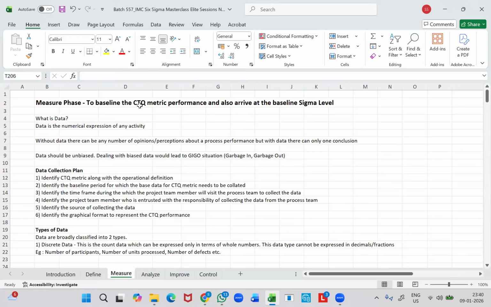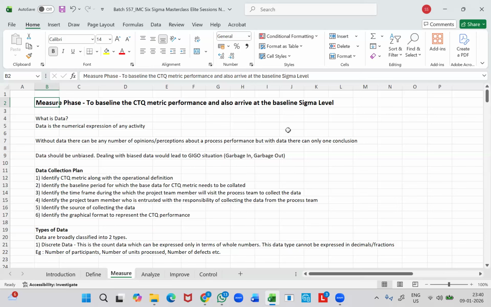But then what is the primary objective of this measure phase? The measure phase, as the name itself suggests, is all about measuring the baseline performance of the CTQ metric, right? In that example that we saw when we prepared the project charter, how did we know that the current performance of the CTQ metric is 96%? It was only after measuring the CTQ metric performance considering the baseline period that we could arrive at the baseline measure. So this is exactly what we will do as part of the measure phase.